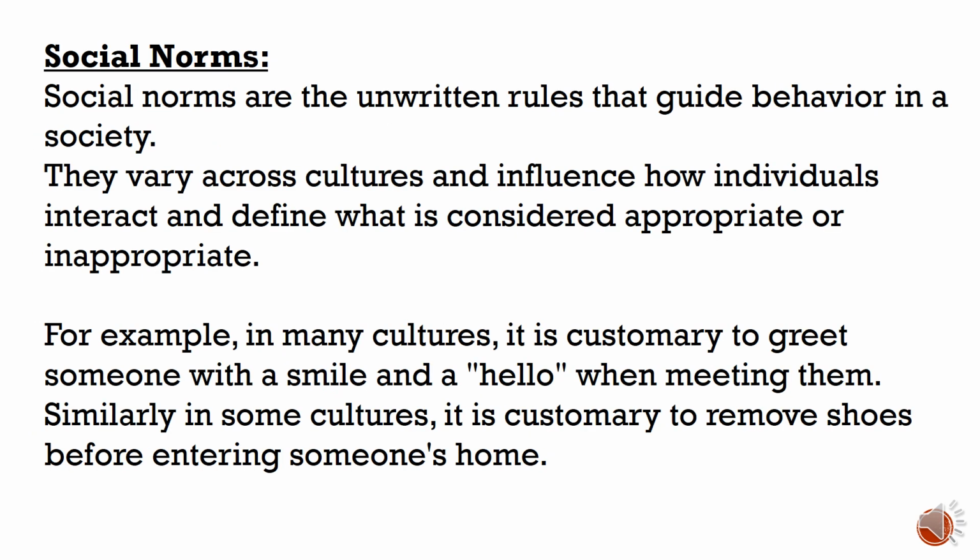Next component is social norms. Social norms are the unwritten rules that guide behavior in a society. They vary across cultures and influence how individuals interact and define what is considered appropriate or inappropriate. For example, in many cultures, it is customary to greet someone with a smile and a hello when meeting them. Similarly, in some cultures, it is customary to remove shoes before entering someone's home.